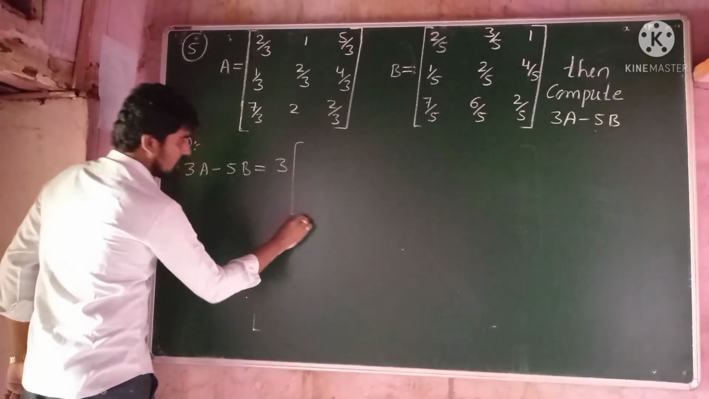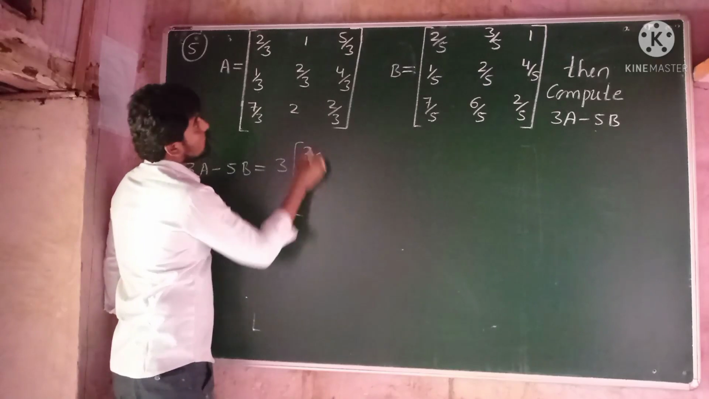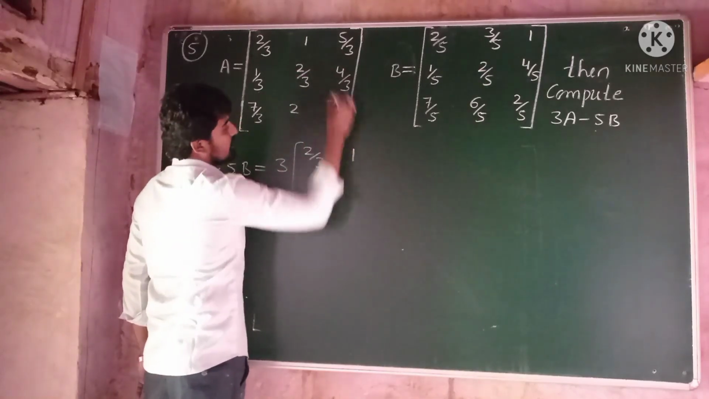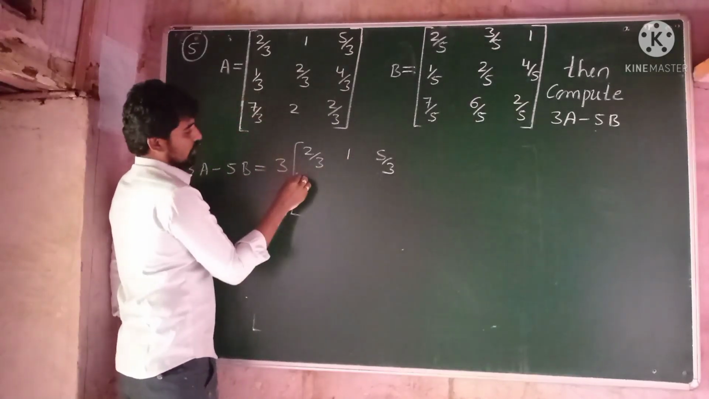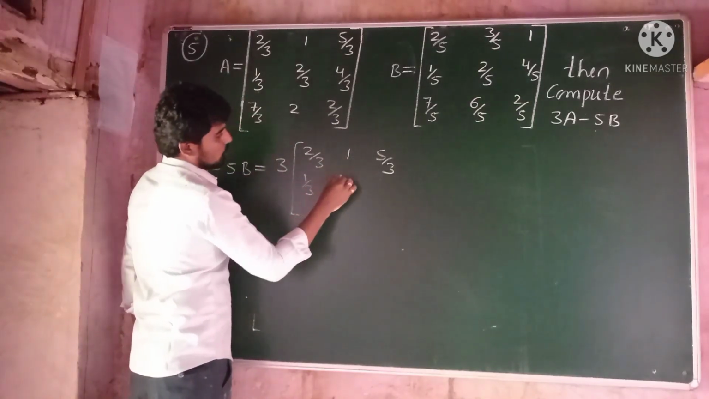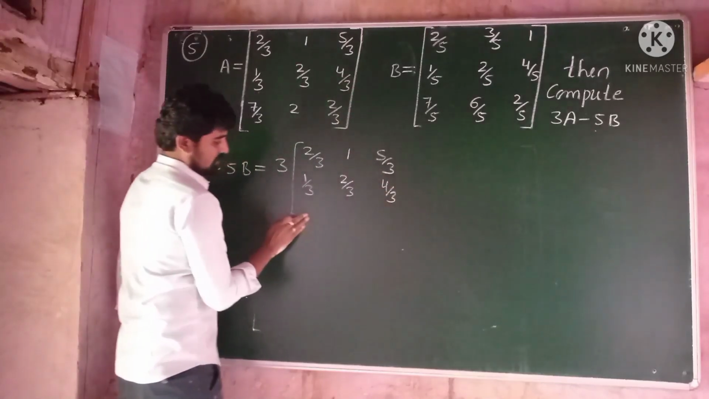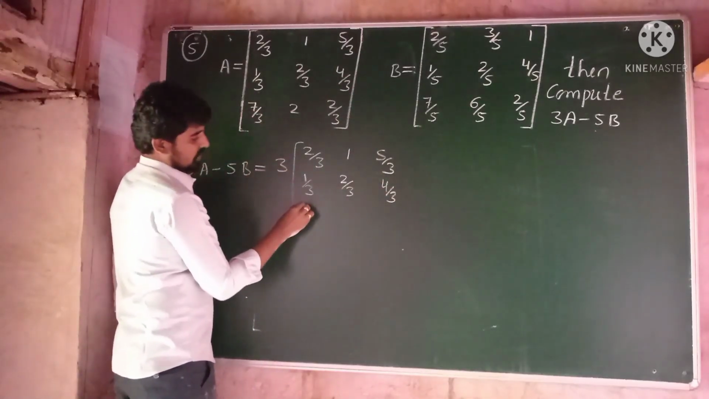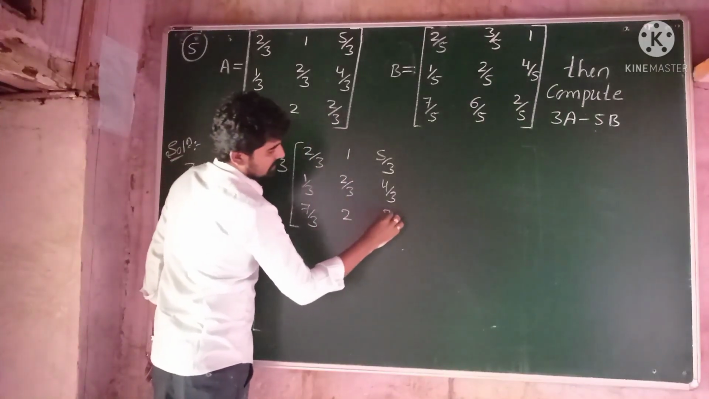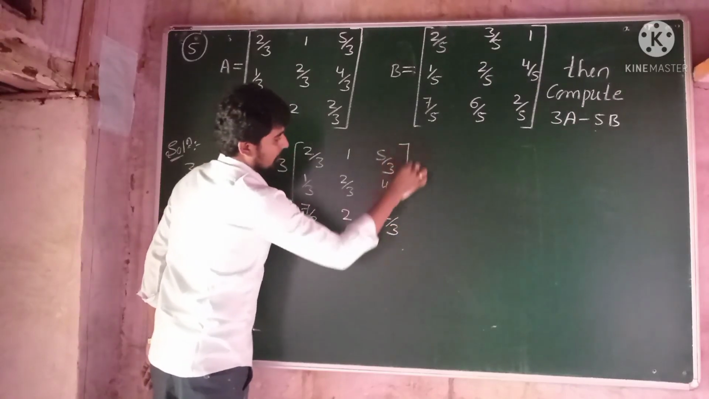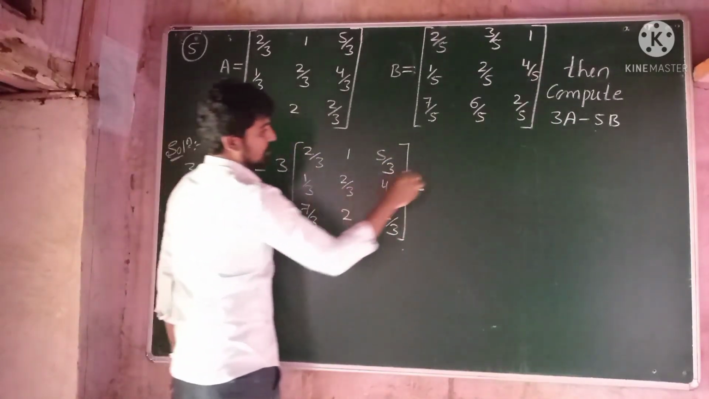3 into matrix A. Matrix A is given by 2 by 3, 1, 5 by 3, 1 by 3, 2 by 3, 4 by 3, 7 by 3, 2, 2 by 3. Minus 5 into B matrix.